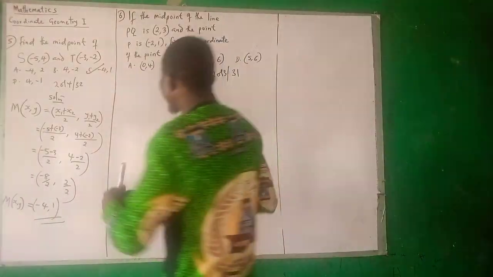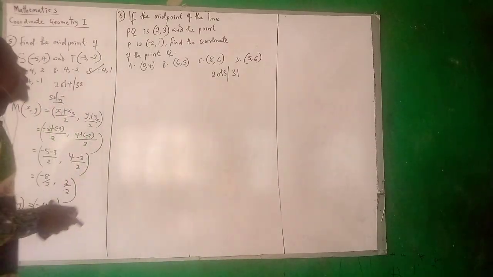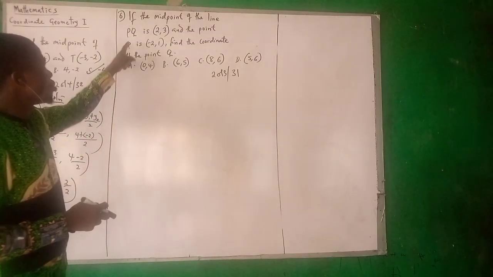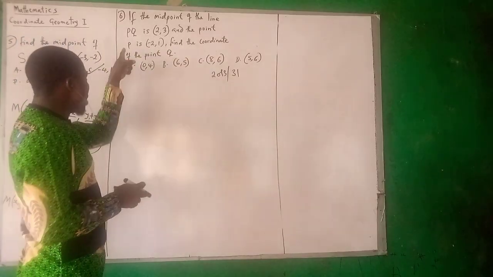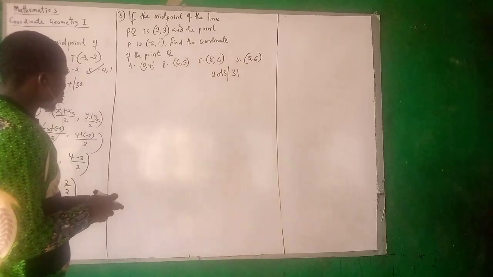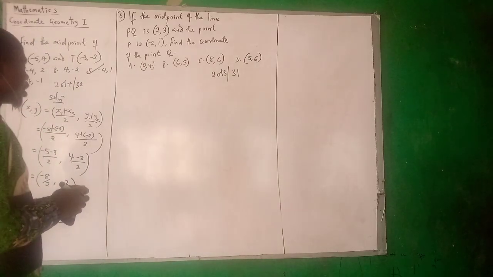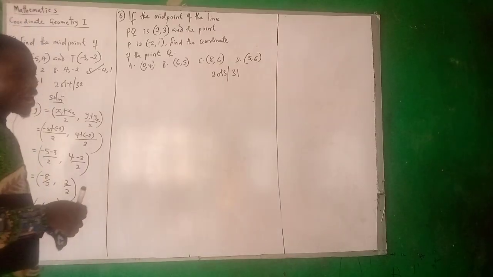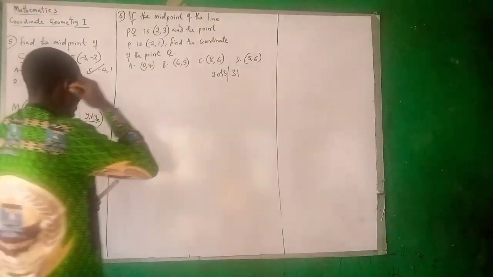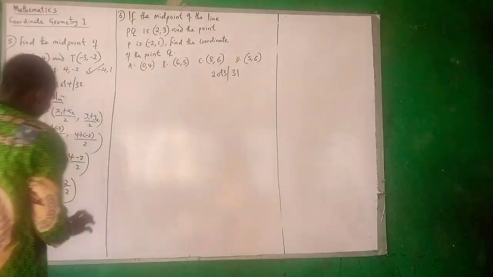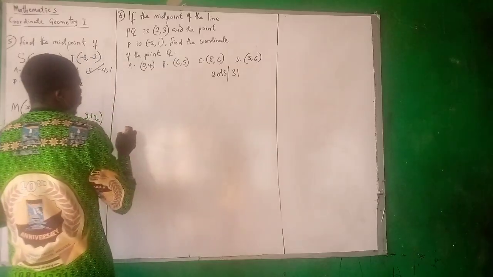So this is the last question for part 1, right? Now the question says the midpoint of the line PQ is 2, 3, and the point P is minus 2, minus 1. Find the coordinate of the point Q. Now it's the midpoint coordinates part I am going to use to solve it. But it's just a little different from this one, right? But it's still the same formula anyway.